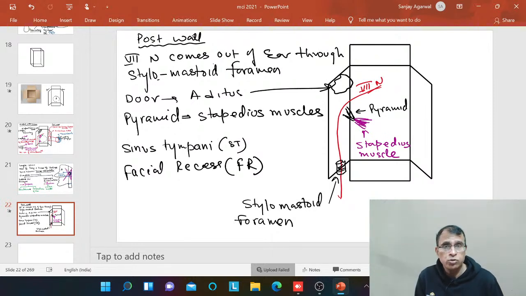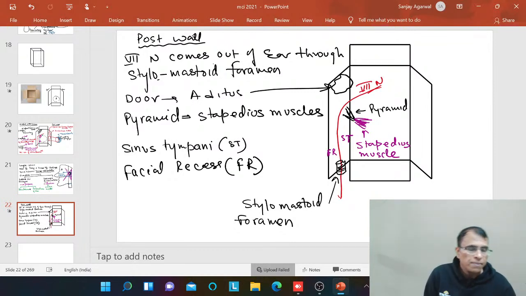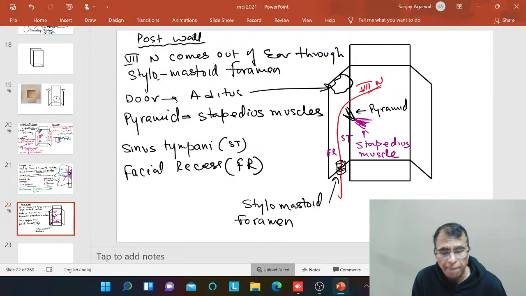And the next two names, sinus tympani and facial recess, STFR, they are on either side of the facial nerve. Can you see the facial nerve? One side has sinus tympani, the other side is facial recess. This side is sinus tympani, ST, and this side, FR, is facial recess. Sinus tympani is close to the medial wall, and the other side is facial recess. These are all the things on the posterior wall, the names that you have to know.